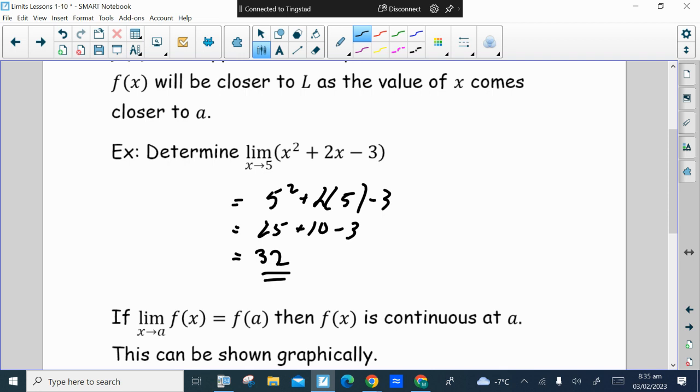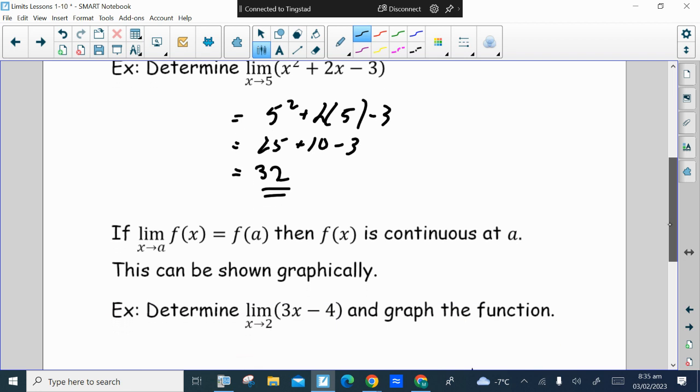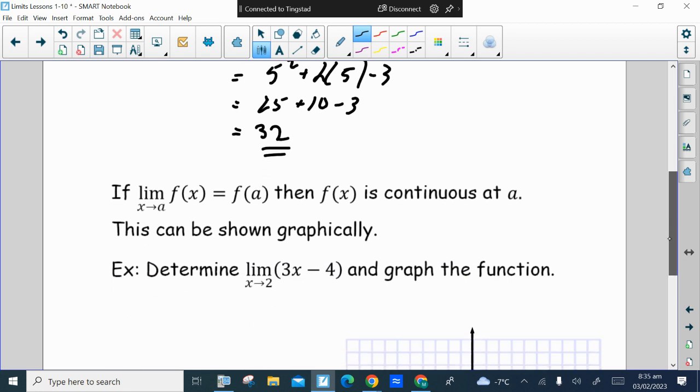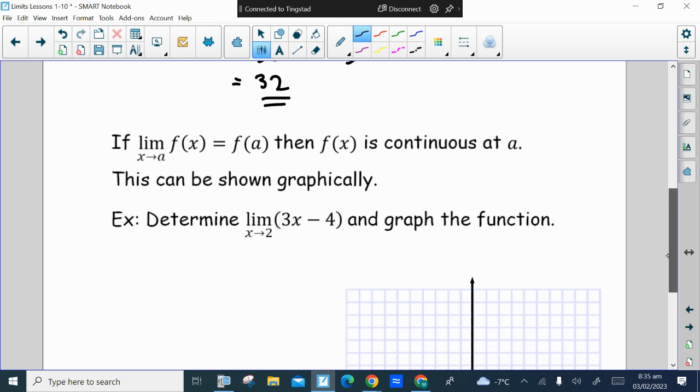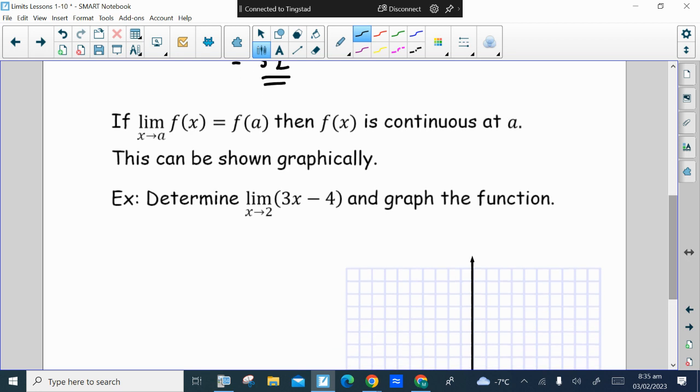Remember, it's not asking what is the value of the function when x equals 5. It's asking what the function is approaching as x gets closer and closer to 5. That's really what a limit is. But in this case, because 5 is not a non-permissive value, we can do it just by straight substitution. If the limit of f at x as x approaches a equals f at a, which is what we just did, then we say that f at x is continuous at a, and we can show this graphically.